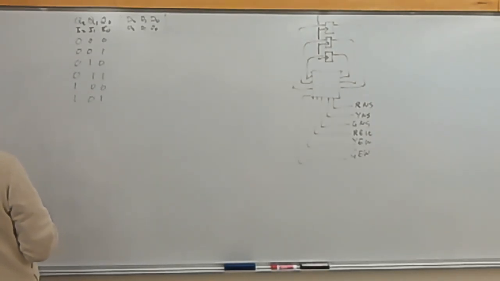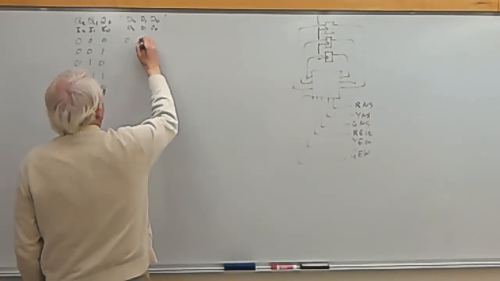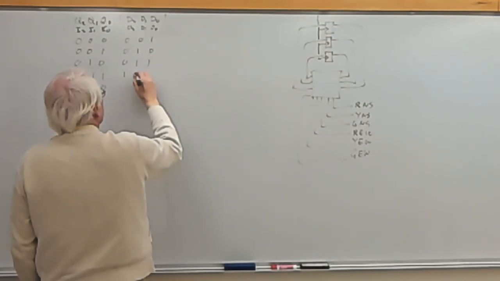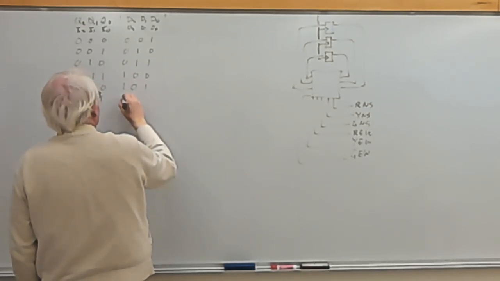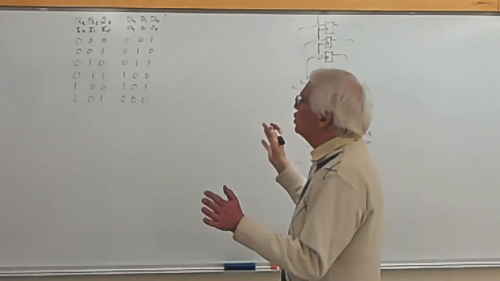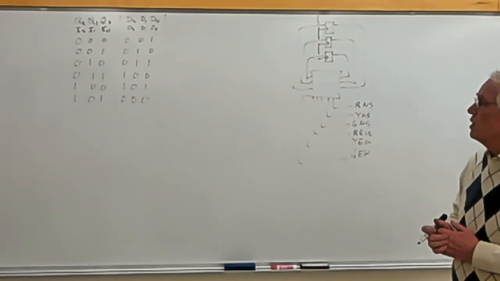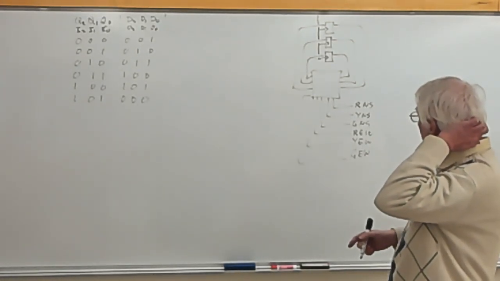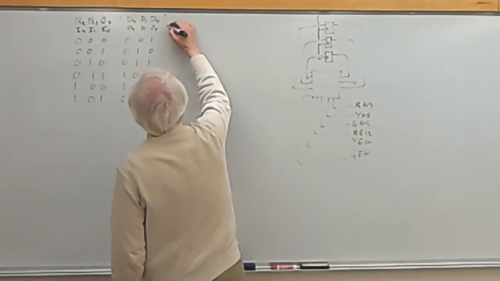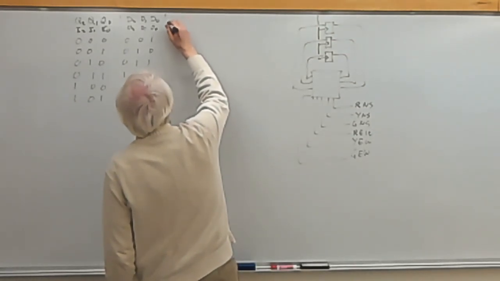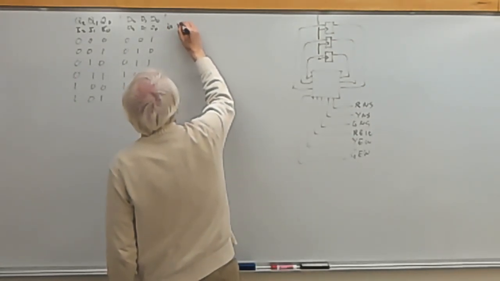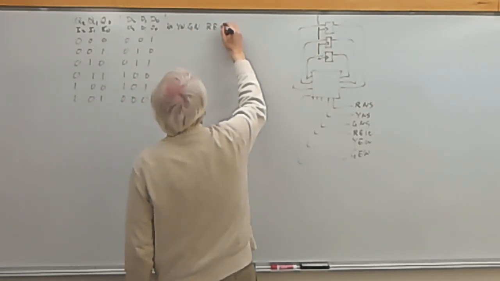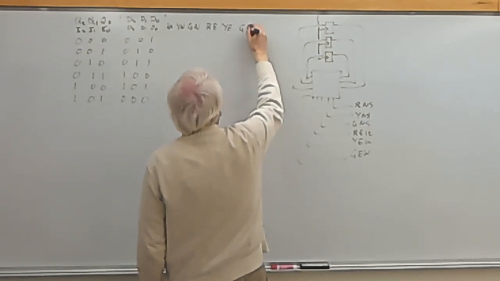And I simply want this to be an up counter. So I just go 001, 010, 011, 100, 101, 000. So that's just the design for an ordinary up counter. But now I need to also generate the equations for the lights. So I'm going to have 6 outputs: red north south, yellow north south, green north south, red east west, yellow east west, and green east west.